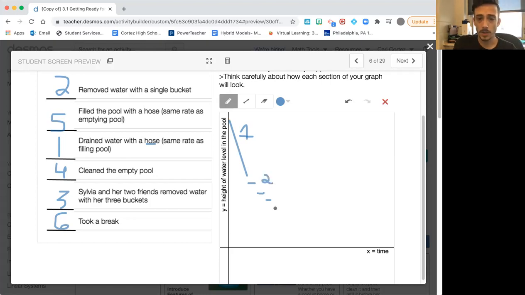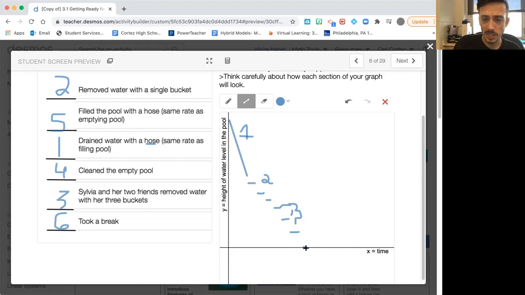We have the extra buckets, so I'm going to actually have a larger increase of space between these. So I'll say that these 3 dashes represent activity 3. We're then cleaning the empty pool. Well, what does that look like? Can we clean it when there's water in it or when it's empty or what?